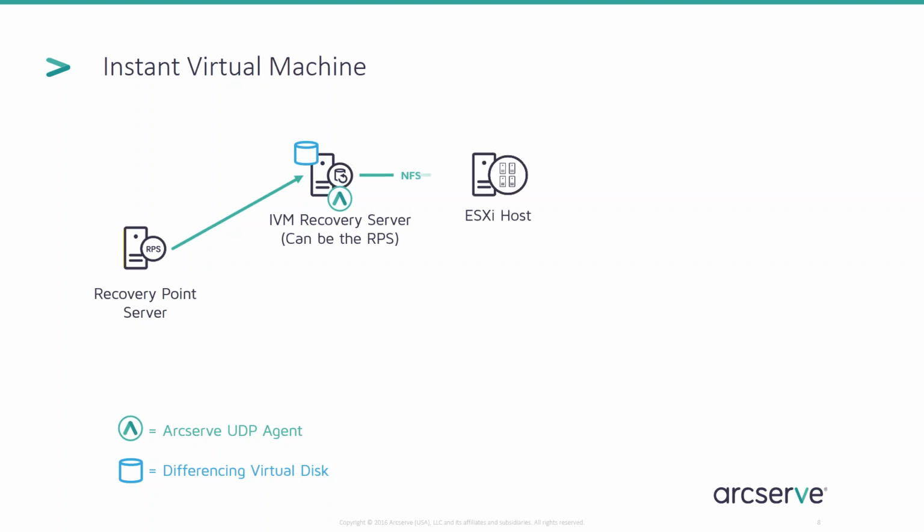Now, in the case of VMware, we then provide access to the original recovery point on the RPS and the differencing disk through the recovery server using NFS. So the ESX host sees the disk, sees the VM through an NFS share. And from there, we can then create and stand up the virtual machine.